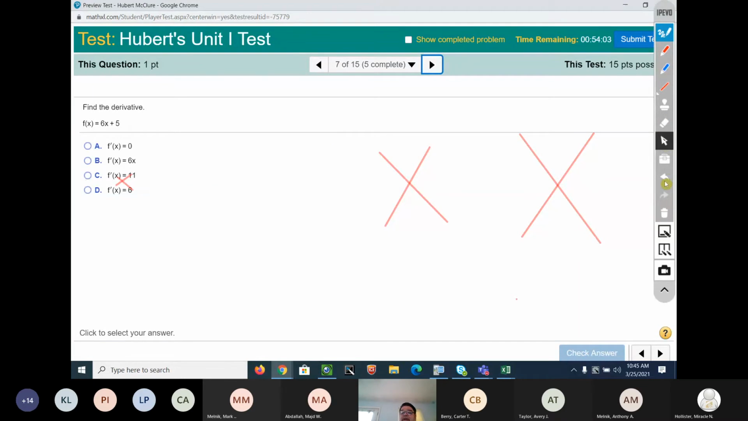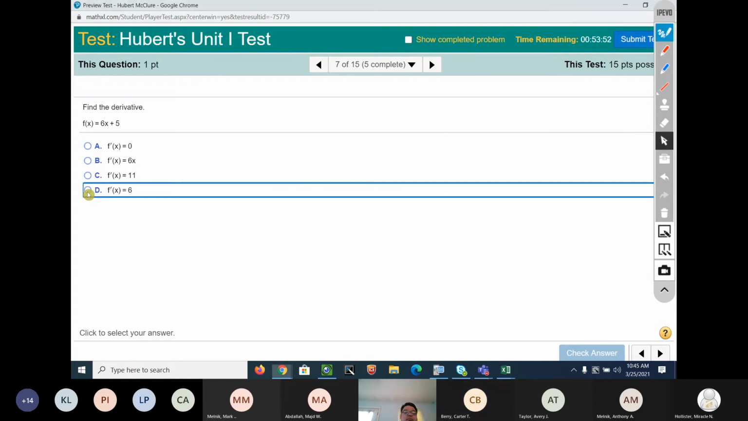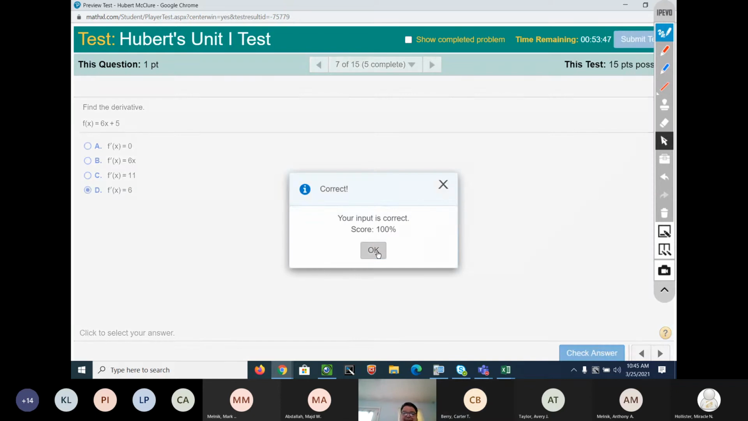Oh gosh, I can't believe I gave y'all an easy one like this one. Somebody tell me what the derivative of 6x plus 5 is. 6. Good job. You didn't say what letter it was, but that's okay.